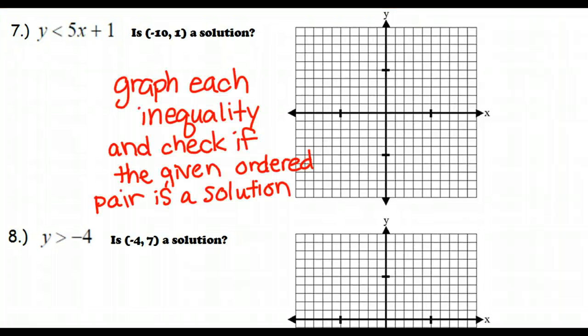Okay, there are 3 problems left, 7, 8, and 9. Graph each inequality and check if the given ordered pair is a solution. When you are finished, check them with an adult in the room.